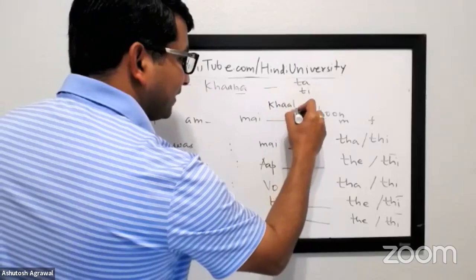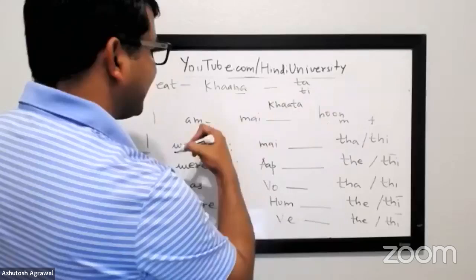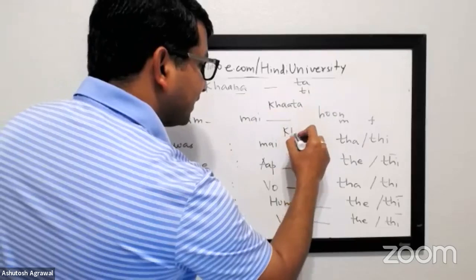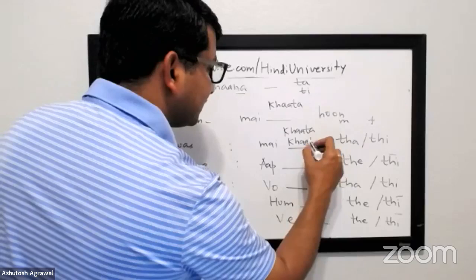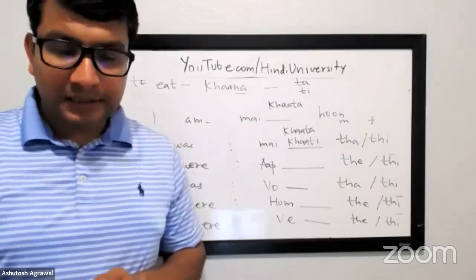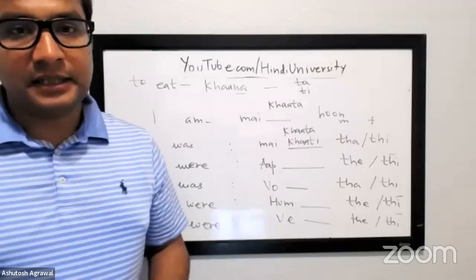So in this one, I'm just simply saying khata hu for I am or I eat. Okay. So I'm on this side here. Main khata tha for a guy and main khati thi for a girl. Okay. You could say main khana khata tha and main pizza khata tha and main pizza khati thi. I used to eat pizzas.